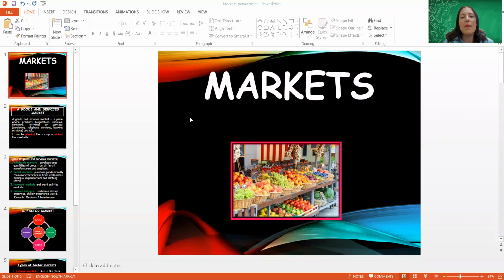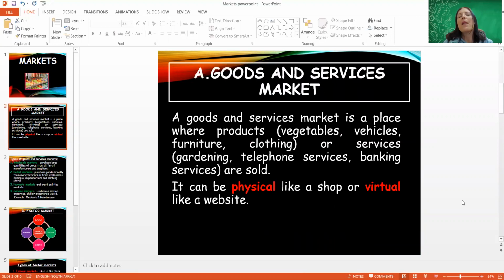Right, let's quickly just run through the main sections of this chapter. I know that you've already spent a lot of time on this, so we're just quickly going to run through a few pointers here. If we look at the market chapter, we're going to first identify the goods and services market. Now, what is that?